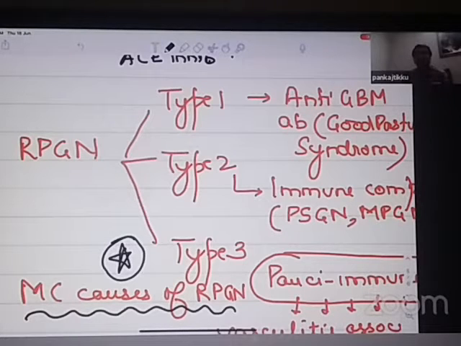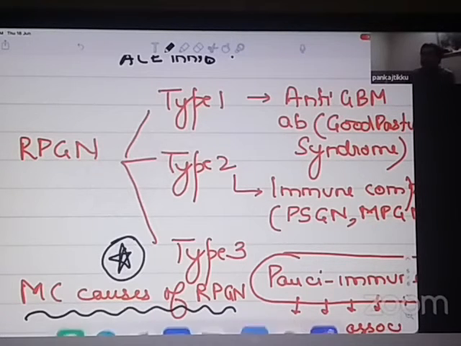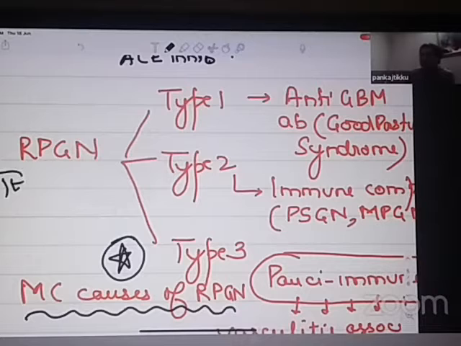So these are very dangerous disorders because there is rapid decline in renal functions. So they should be treated aggressively. So what is the treatment of rapid progressive glomerulonephritis? It can be any one of these three: type 1 RPGN, type 2 RPGN, and type 3 RPGN. All of them are usually treated by giving a combination of corticosteroids along with cyclophosphamide.